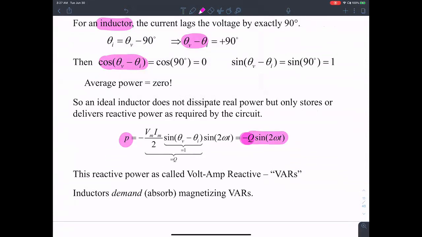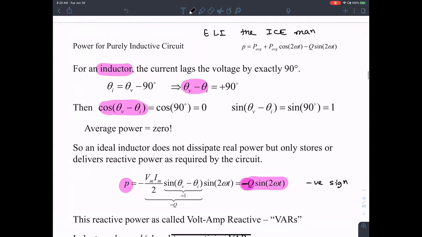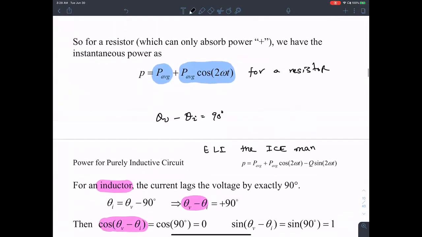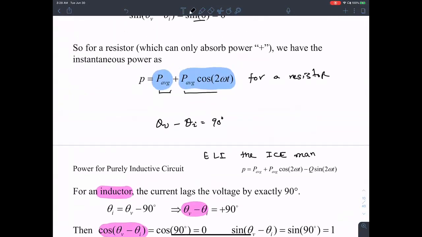This reactive power, we like to call its units in volt ampere reactive. The inductors, and notice that the sign here is negative, meaning that inductors demand or absorb magnetizing volt ampere reactives. Okay, inductors absorb magnetizing VARs. Okay, so that's for the inductor. For the resistance, we had just the average and the cosine with a positive sign, meaning that the resistor absorbs.